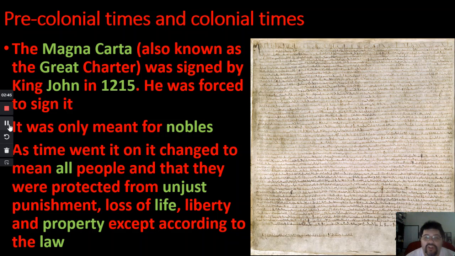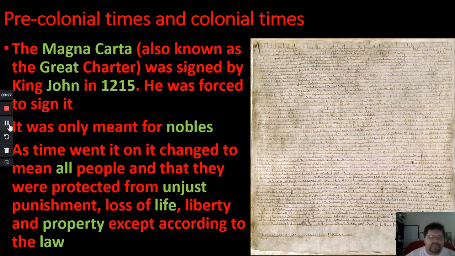But if the nobles say no and turn their back on the king, if all of them do it, where's the king's power? So he signed this document saying, okay, I'm going to relinquish some powers. Yes, I'm a tyrant, my head's too big. The thing is, these rights were only truly meant for the nobles, not really the average Joe. But as time went on, it shifted from just the nobles to everyone else.